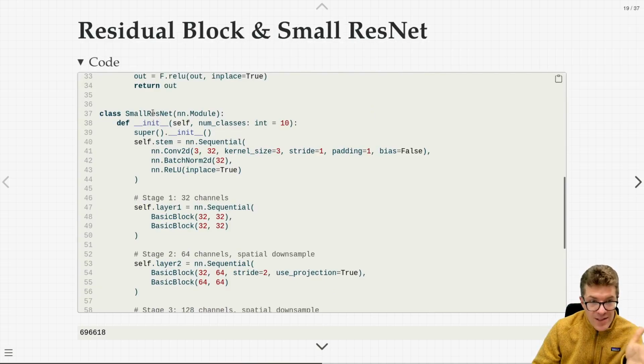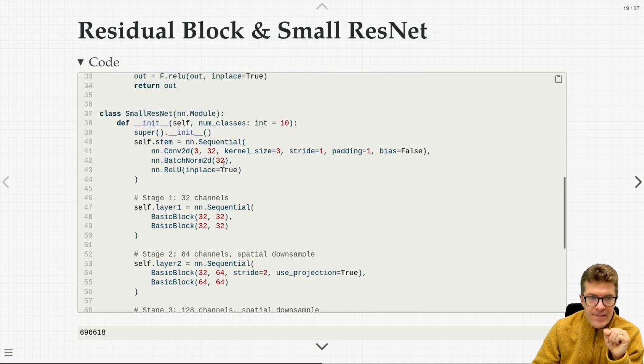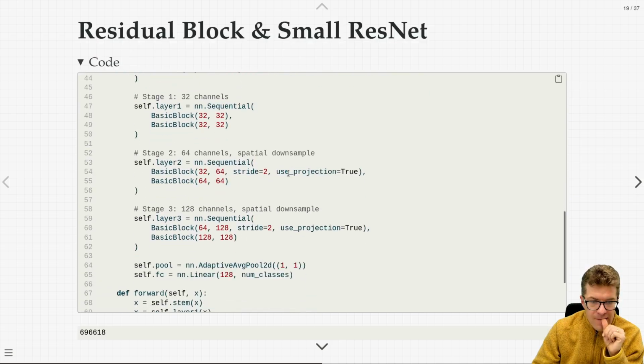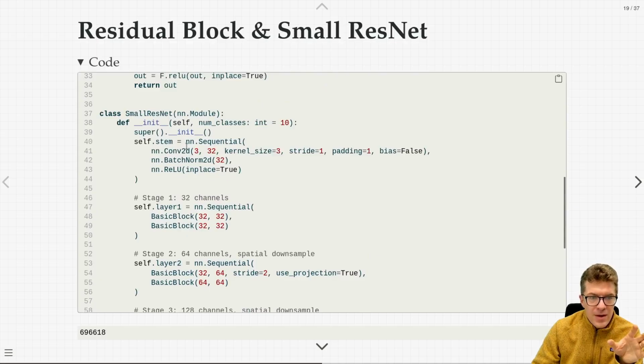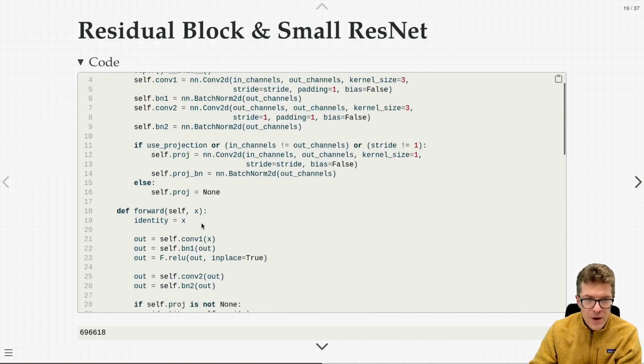And then our small ResNet will consist of several blocks. So it'll be a sequence of convolution, batch norm, ReLU, and then here are our basic blocks, which are with our skip connections. Basic block, a basic block, at these different stages all the way to the end. So this is sort of a conflation of what we were doing previously.